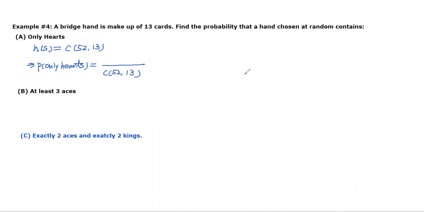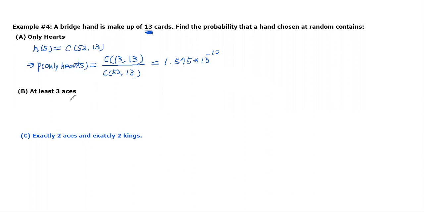Only hearts. How many hearts do we have? 13 hearts, and a bridge hand is made of 13 cards, so I have C(13,13). If you put it into the calculator, it gives you a very small number, 1.575 times 10 to the negative 12. That means you put about 12 zeros in front of it, so it's extremely, extremely small, right?